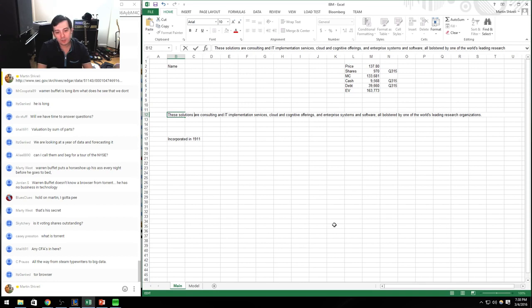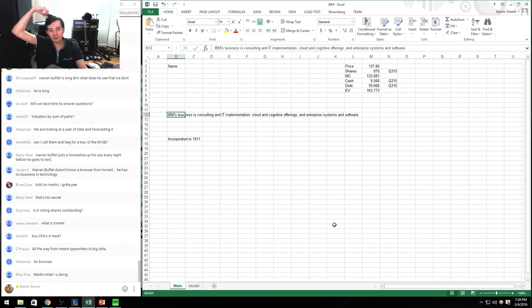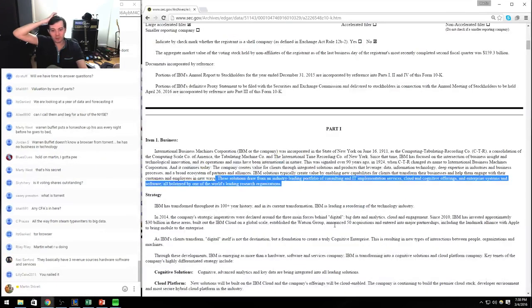And these solutions means IBM's business is consulting and IT implementation, cloud and cognitive offerings, and enterprise system and software. That's it. This whole paragraph, this is the translation. IBM's business is consulting and IT implementation, cloud and cognitive computing, and enterprise systems and software. Okay. That is a little more understandable than this kind of corporate speak.